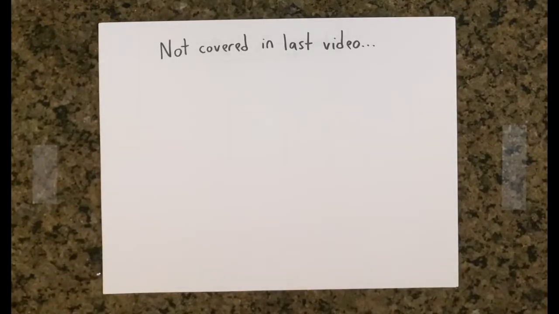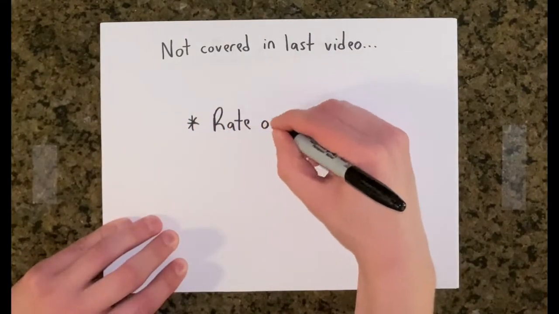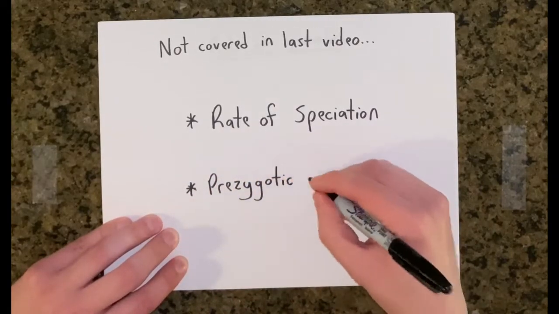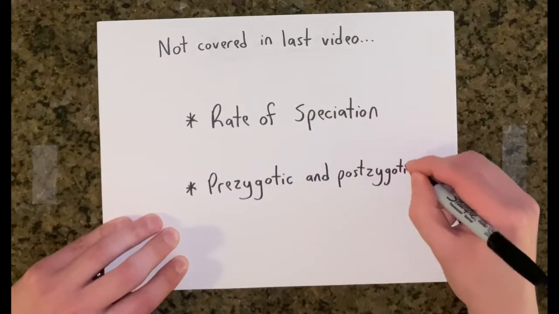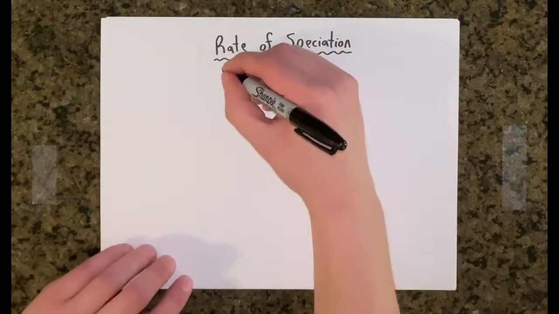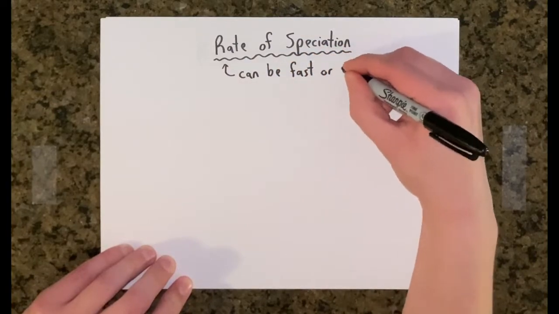Some of the things that were not covered in the last video were the rate at which speciation occurs, as well as the types of reproductive barriers that keep closely related species from interbreeding after they have already diverged. As a quick reminder, speciation occurs when one species diverges into two species after the introduction of some reproductive barrier. Speciation can occur relatively quickly or slowly over time.